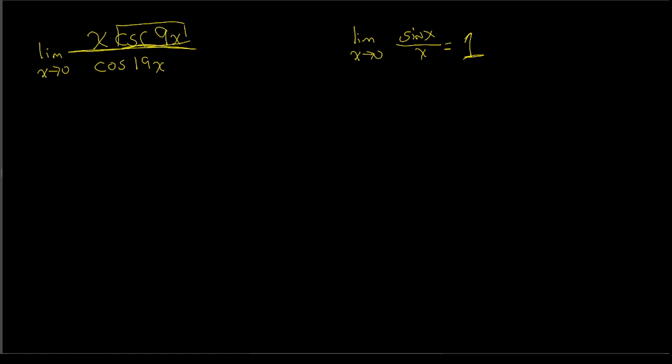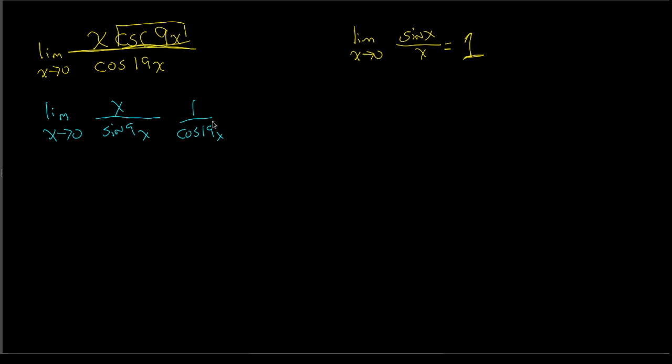So I'm going to replace cosecant with what cosecant actually means, which is 1 over sine. And I'm going to write this a little suggestively. So this cosecant is the same as 1 over sine of 9x. And then we have 1 over cosine 19x left over here.